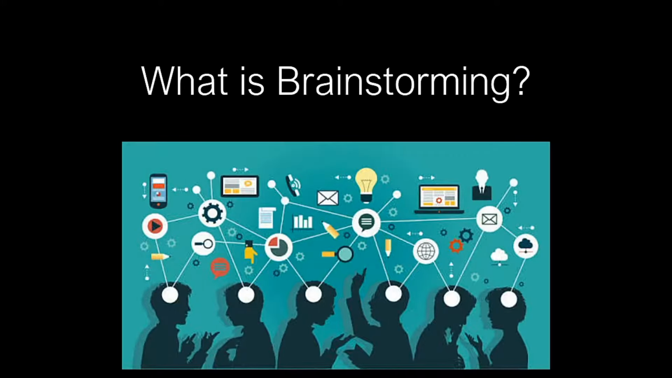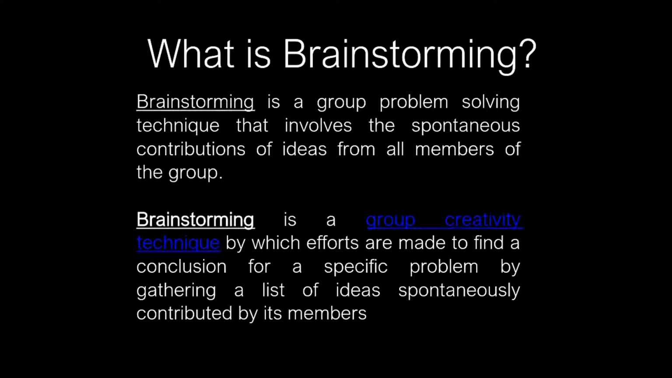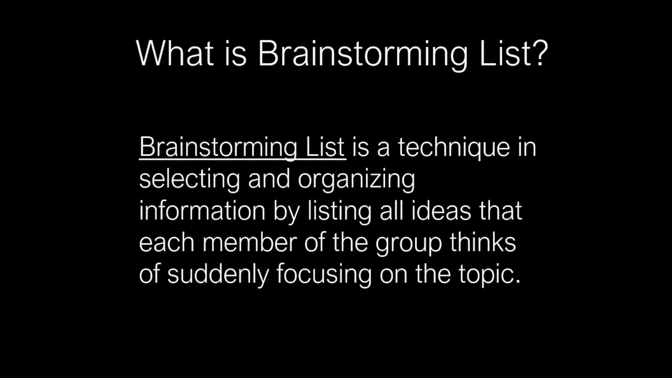What is brainstorming? Brainstorming is a group problem-solving technique that involves the spontaneous contributions of ideas from all members of the group. So, what is brainstorming list then? Brainstorming list is a technique in selecting and organizing information by just listing all ideas that each member of the group thinks of, strictly focusing on the topic.